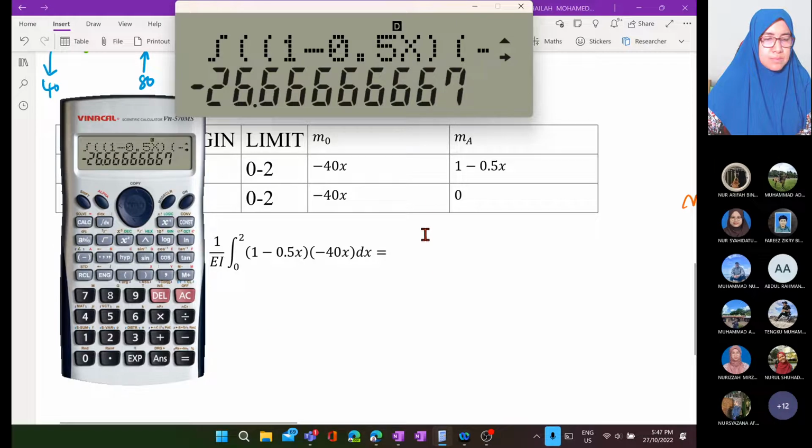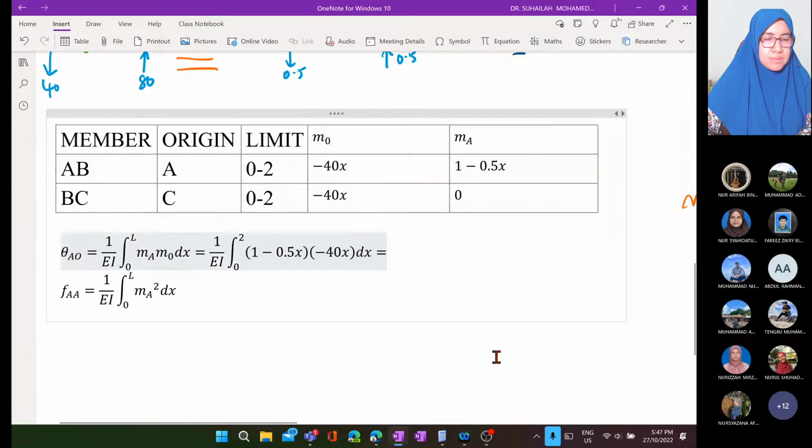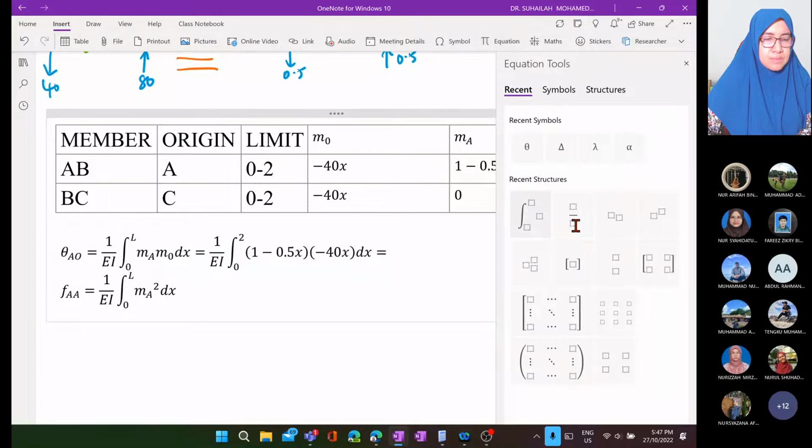Negative 26.667. What do you get? Same. Same, madam? Yes, madam. Okay, negative, yes, so it is negative 26.667. Okay, what about FAA?